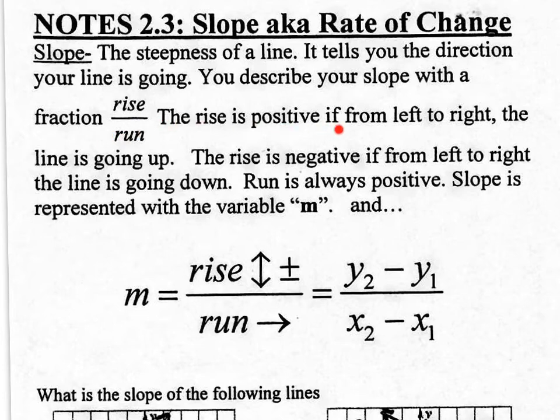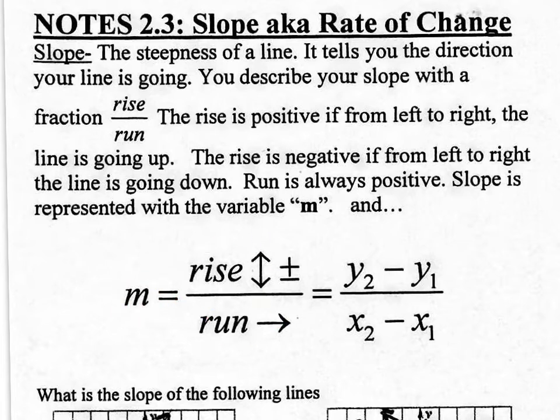Okay? The rise is positive if from left to right the line is going up. The rise is negative if from left to right the line is going down. The run is always positive. Slope is represented with the variable m. So here it is, the variable m, that's saying that the slope is equal to rise over run.